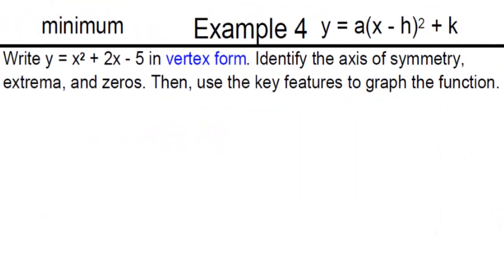Example 4. Write this equation in vertex form. Identify the axis of symmetry, the extrema, and zeros.